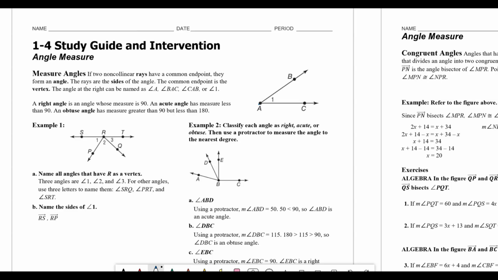This is where we have two rays that connect at a common endpoint. When that happens, we have this ray AB that moves out in this direction and ray AC that moves in this direction. What happens is an angle is formed.